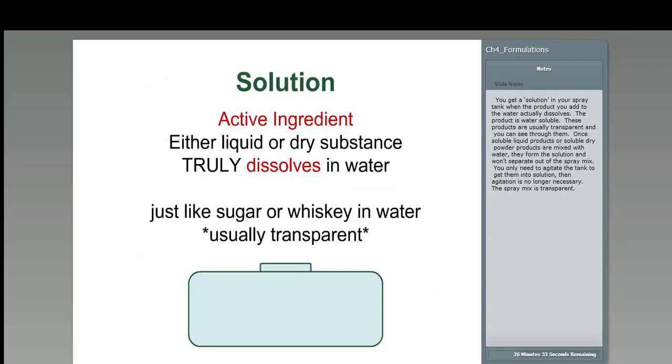You get a solution in your spray tank when the product you add to the water actually dissolves. The product is water soluble. These products are usually transparent, and you can see through them. Once soluble liquid products or soluble dry powder products are mixed with water, they form the solution and won't separate out of the spray mix. You only need to agitate the tank to get them into solution. Then agitation is no longer necessary. The spray mix is transparent.